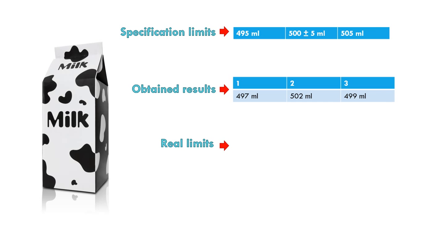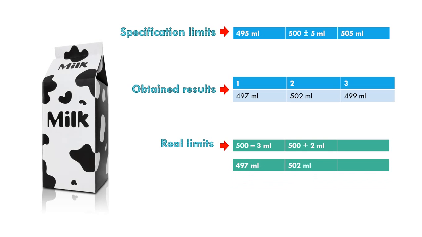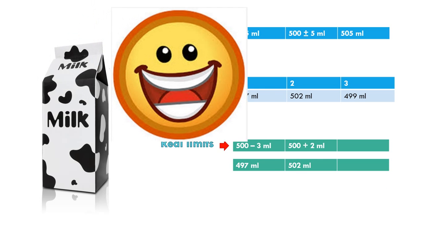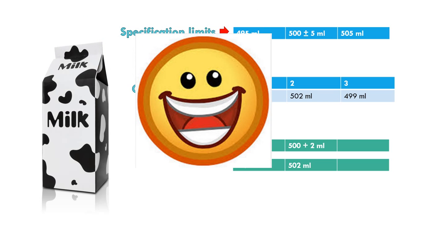In this case, the limits are 500 minus 3 and 500 plus 2 milliliters. So, we can conclude that our process is capable enough since it fits within the specification limits. So, in this case, our client will be happy too.